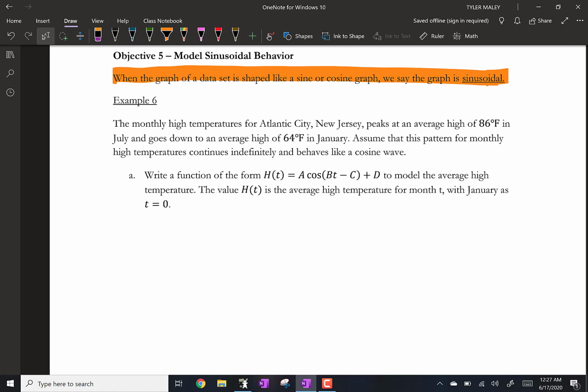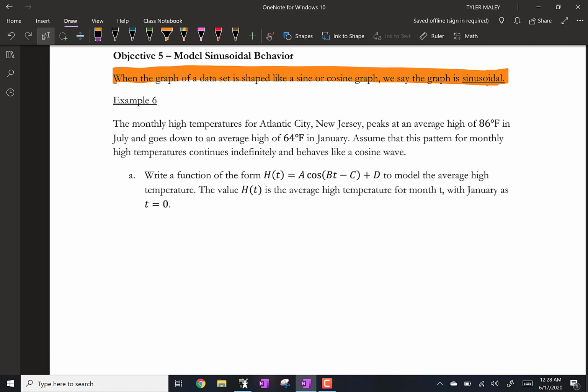You can think about temperature. If we think of time as the x-axis and the average high as the y-axis, that's going to keep going up and down with the seasons. Summer is always going to come back and get a high, and we go back down to a low in the winter. In this example, the monthly high temperature for Atlantic City, New Jersey peaks at an average high of 86 degrees Fahrenheit in July and goes down to an average high of 64 degrees in January.